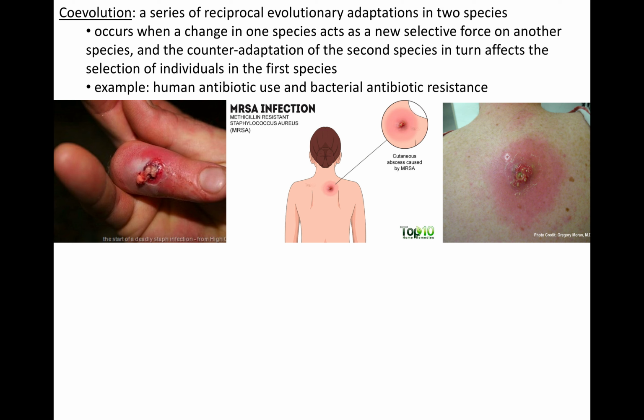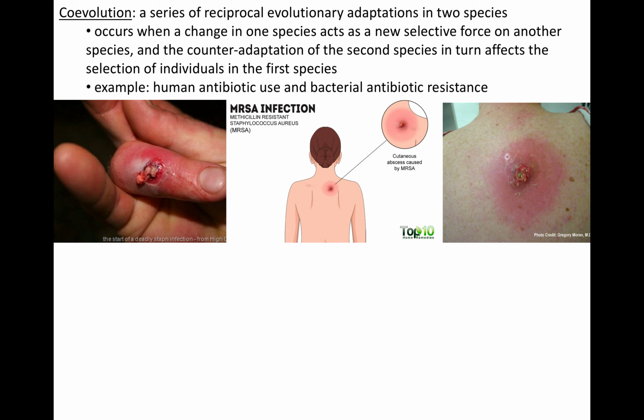Coevolution just means that some organisms can have an effect on the evolution of another species. So two species can affect each other's evolutionary abilities. The example I'm showing you here is methicillin-resistant staph infections. This is what it looks like on a finger. This is on a back. Methicillin resistance means that some bacteria have developed the ability to be resistant to the antibiotics that we have that would hopefully kill them and prevent us from getting ill or getting the infection.